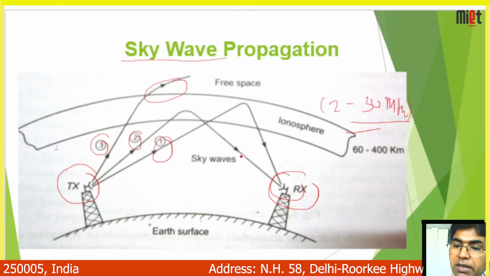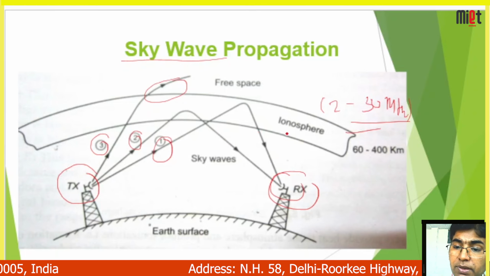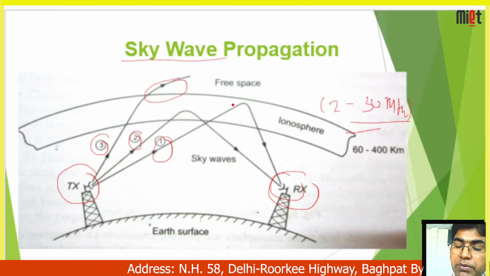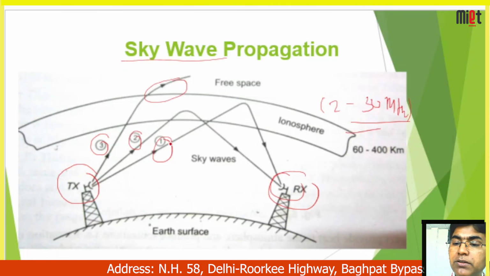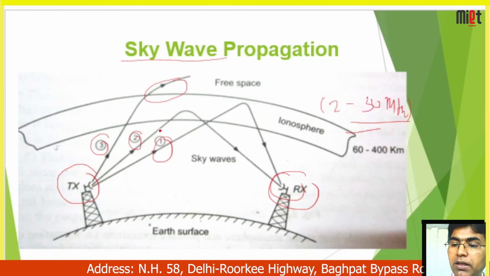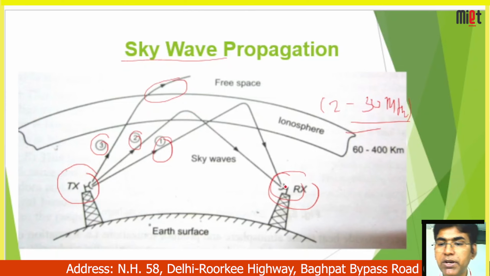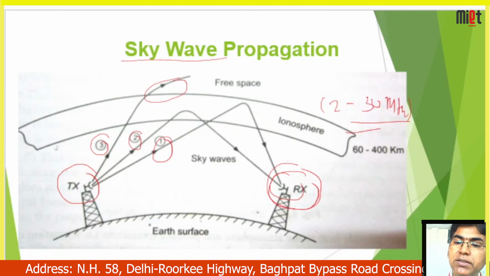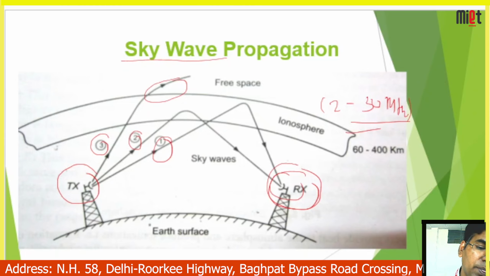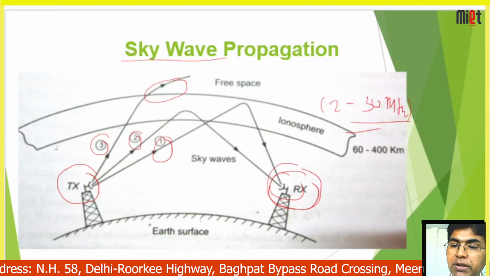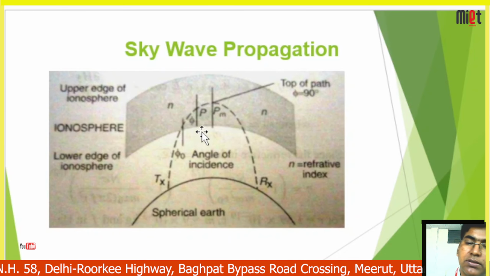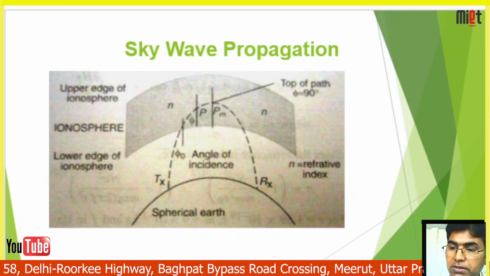The ionosphere is the gaseous layer available in the atmosphere, and that gaseous layer causes the electromagnetic wave to refract and bend in such a way that it reaches the receiver. This kind of propagation of electromagnetic waves between the transmitter antenna and receiver antenna will be termed sky wave propagation. This phenomenon has been further explained in this diagram too. You can see that there is a transmitter, there is a receiver.